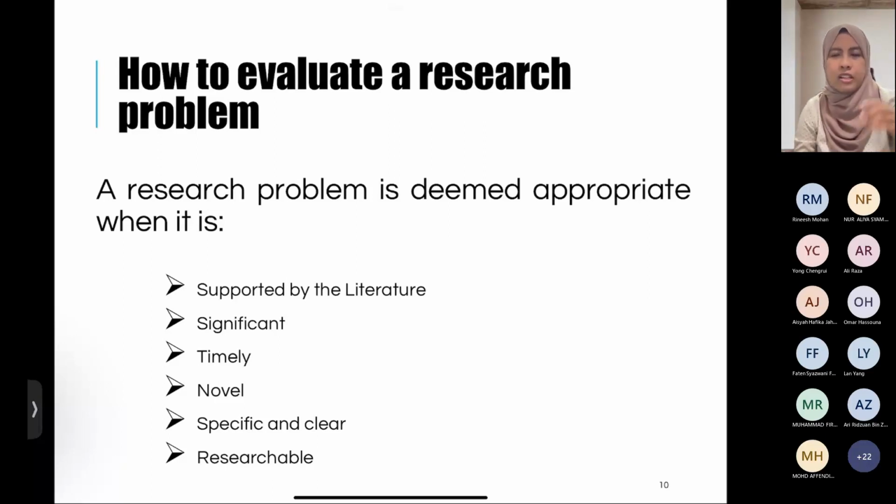I keep on mentioning this, researchable. You need to find the problem that can be followed by a few steps of experiment, a few steps of analysis and all that. If it can be solved straight away by you replacing that item, that's not a research problem. Bear in mind that.